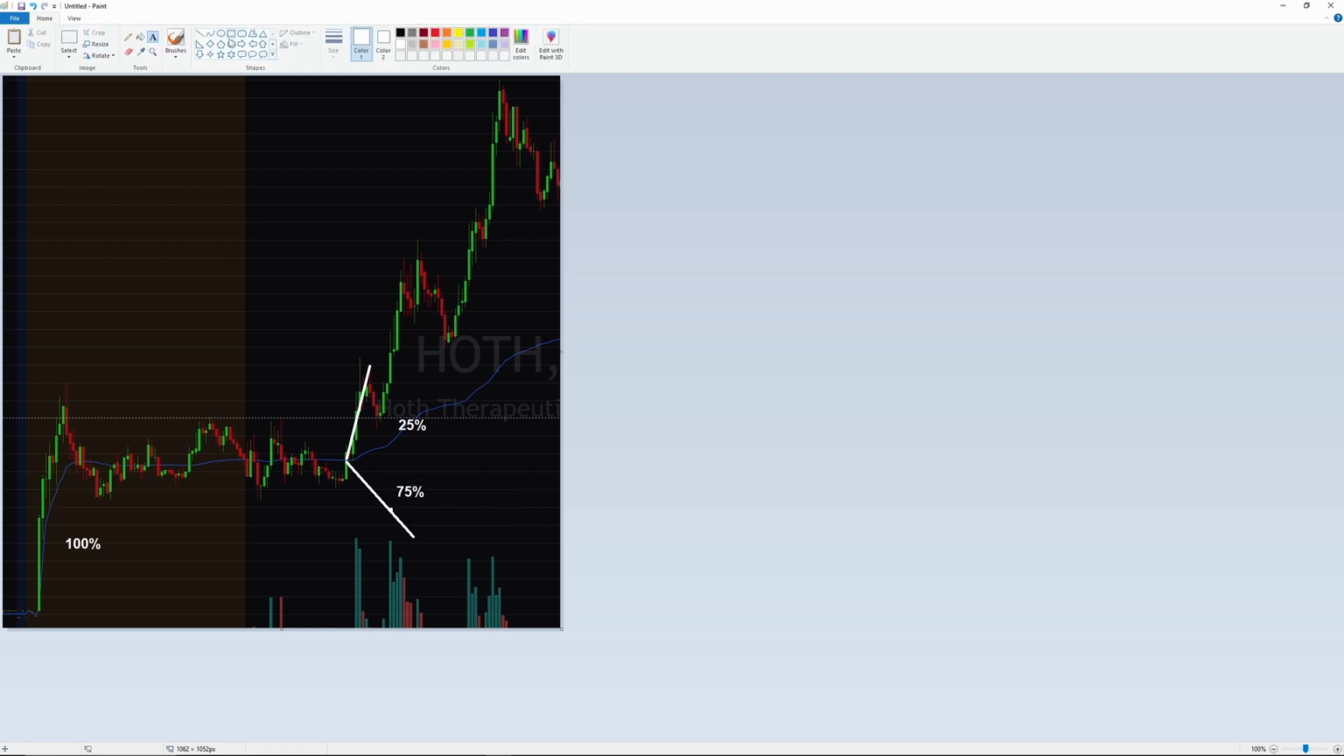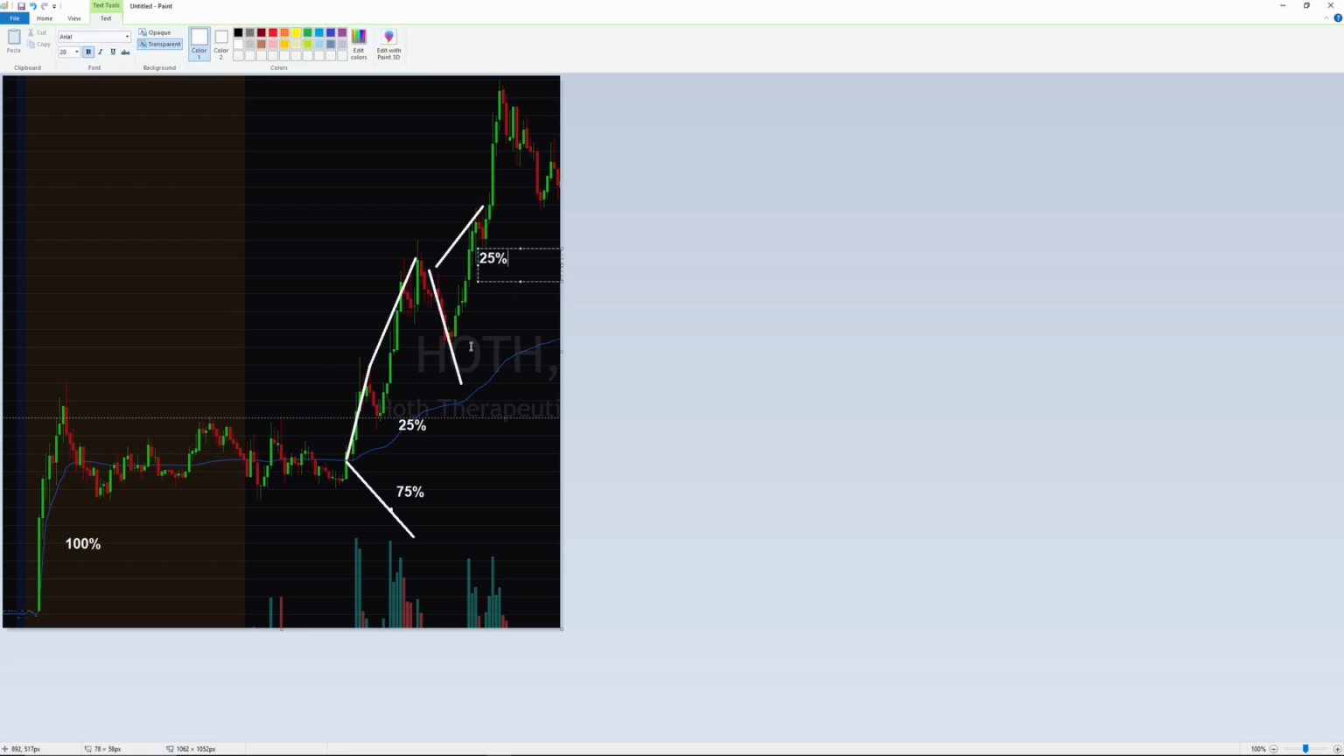But people never see this 75%. People never see these, right? Because they only pay attention to the stuff that makes it to the open and goes beyond. So by that point, you're playing the 25% case. And then we go higher. And then we have some kind of pullback again. We go higher. This is also 25%. This is 75%.